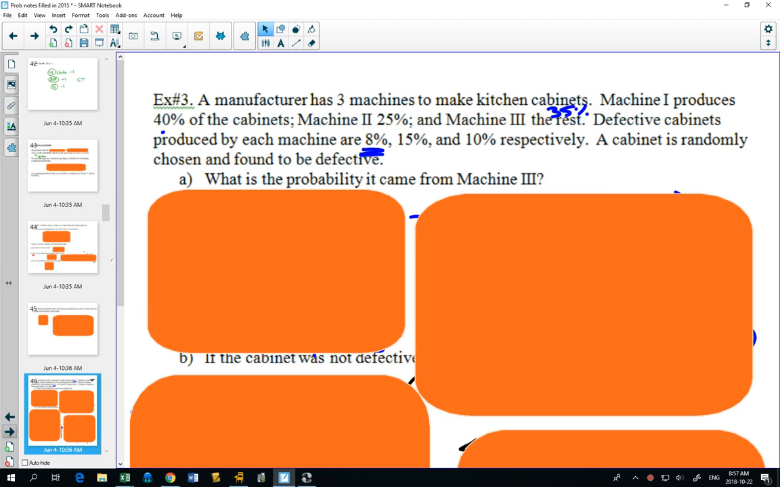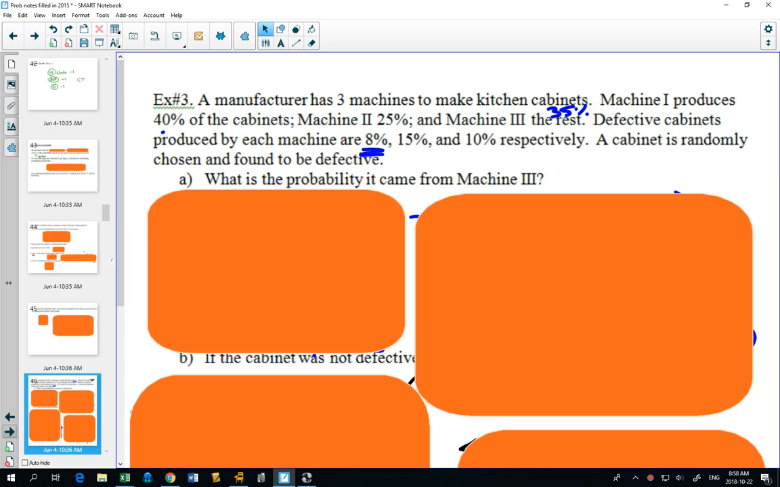Machine 1 produces 40% of the cabinets because it's the best machine. Machine 2, only 25%. And what would be left is 35% for machine 3. These machines are not very good. They produce a lot of defective cabinets. So 8% of cabinets produced by machine 1 are defective. That's why it produces the most, because it's the best one. Machine 2 produces 15% defective and 10% for machine 3.